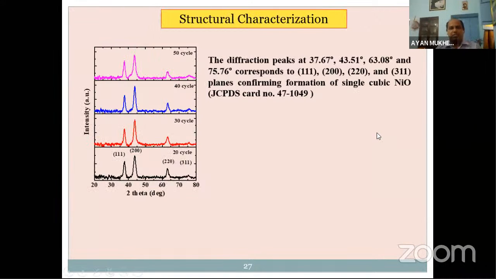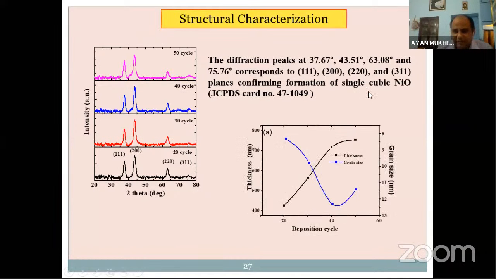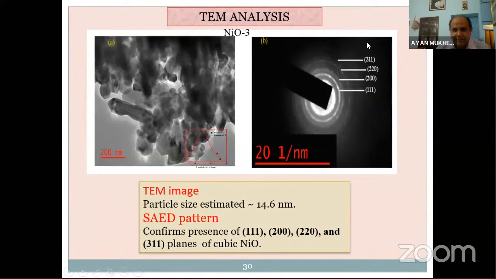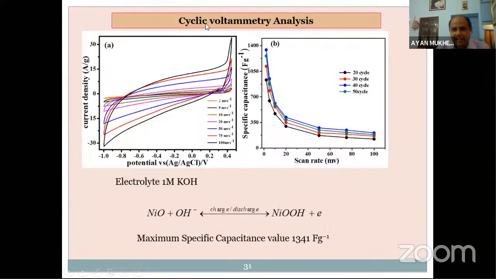The structural analysis also shows that it is a nickel oxide material. I am not discussing detail about that. And surface morphology confirms that it is a porous material. So two properties we have obtained: low cost, and the second one is a porous material. The third one is cyclic voltammetry analysis. This is important for a supercapacitor material.